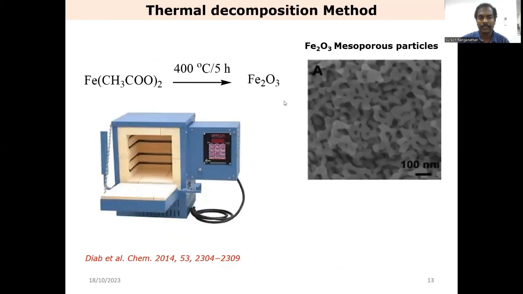So the next method is the thermal decomposition method. Thermal decomposition is nothing but a molecule undergoing decomposition, and then it forms a product. For example, if you take iron acetate and calcine it in a muffle furnace at 400 degrees Celsius for 5 hours, then we can get Fe2O3 material. The acetate ions will leave as either carbon dioxide, carbon monoxide, or methane. So we can get mesoporous particles by using the thermal decomposition method because of the evolution of different gaseous byproducts.